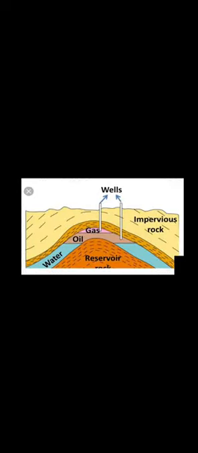And next slide is impervious rock and reservoir rock. What is meant by impervious rock? Permeable means fluid or water can flow through it. But impervious means nothing escapes in this bed. So gas is there, oil is there, and water is there. These three layers sit in the impervious rock bed.